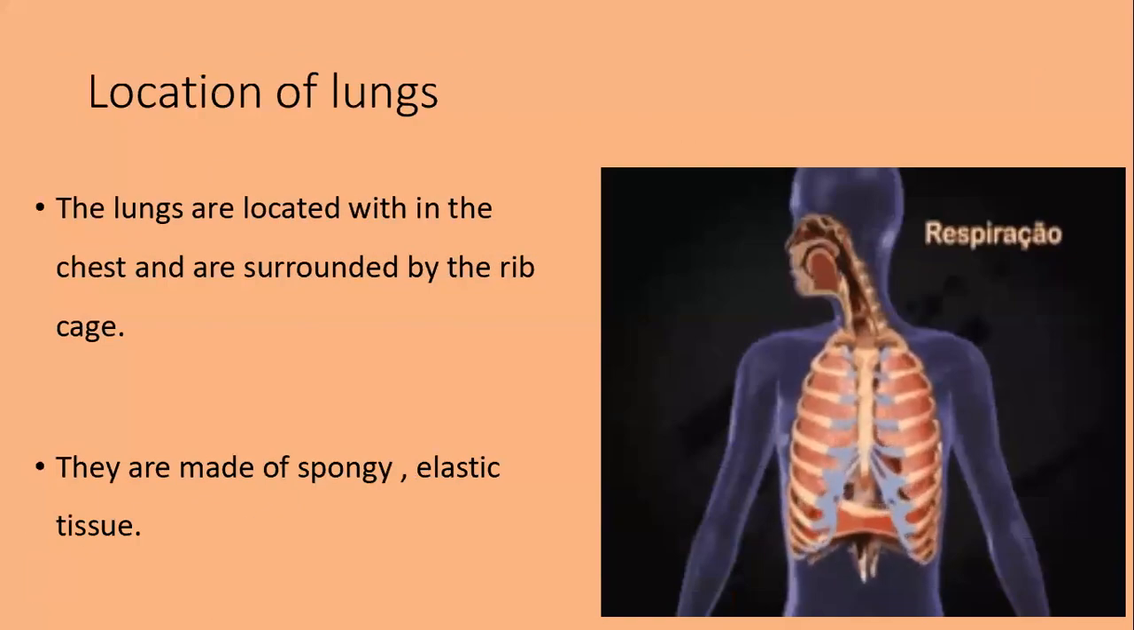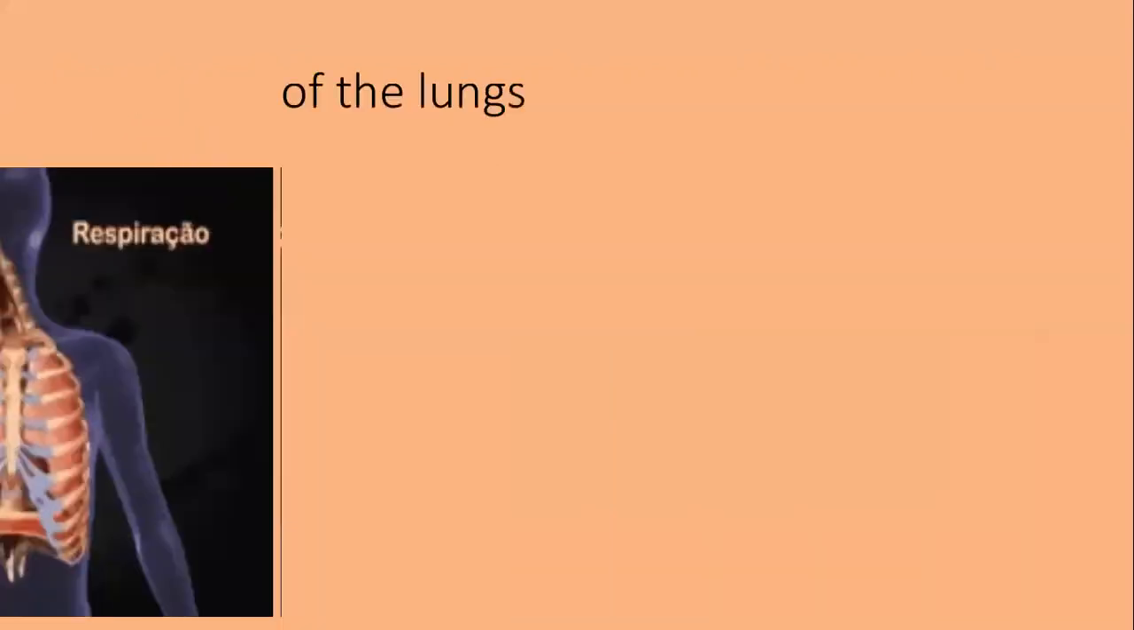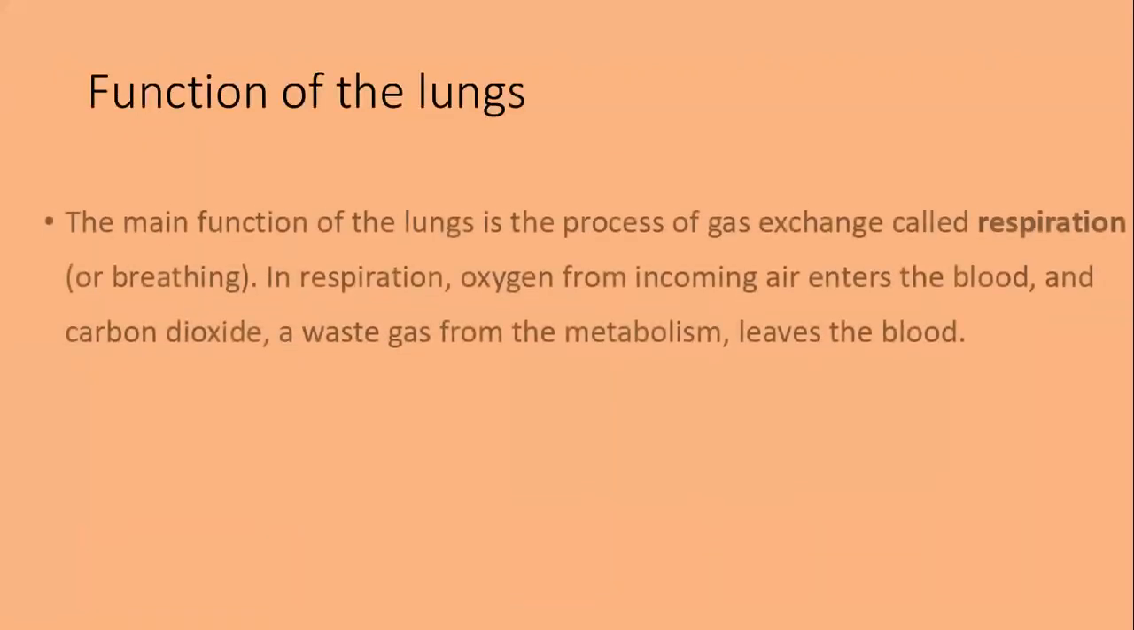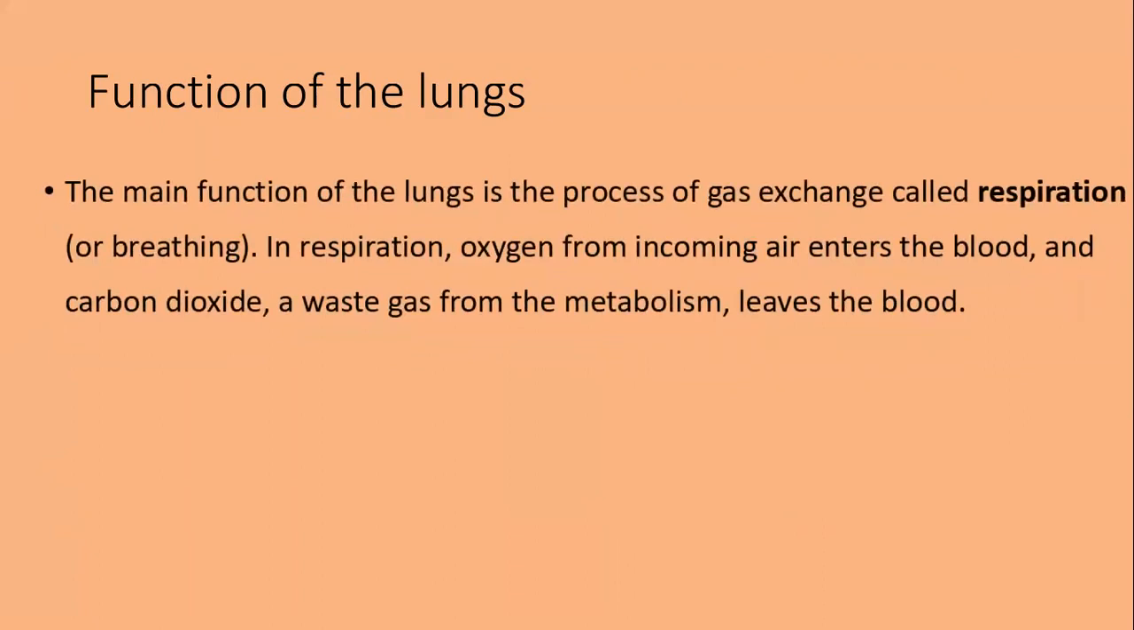Location of lungs. Lungs are located within the chest and are surrounded by the rib cage. They are made of spongy elastic tissue. Function of the lungs. The main function of the lungs is the process of gas exchange called respiration or breathing.